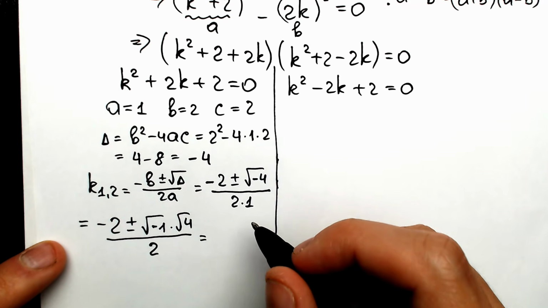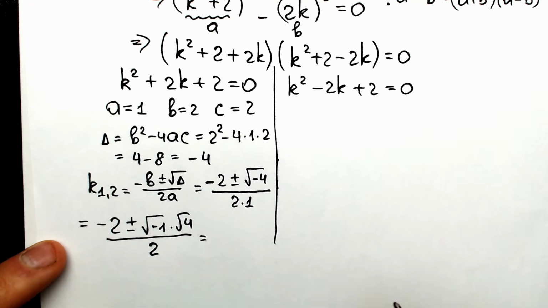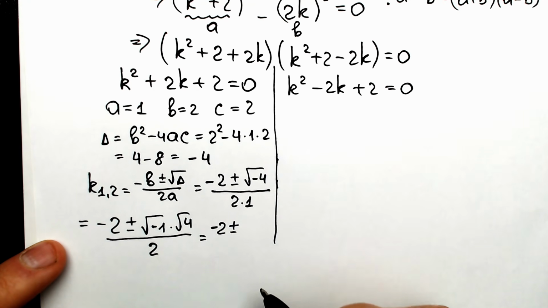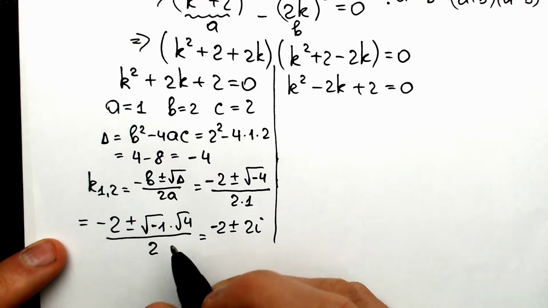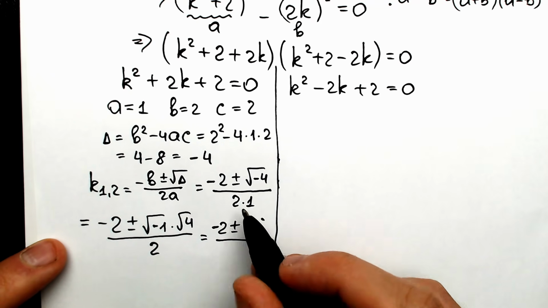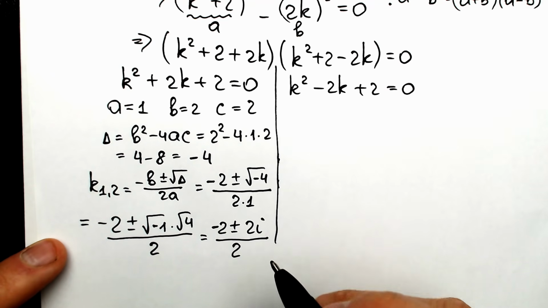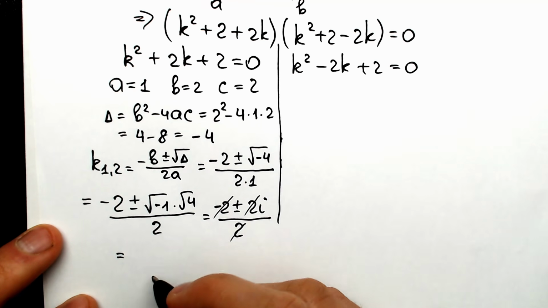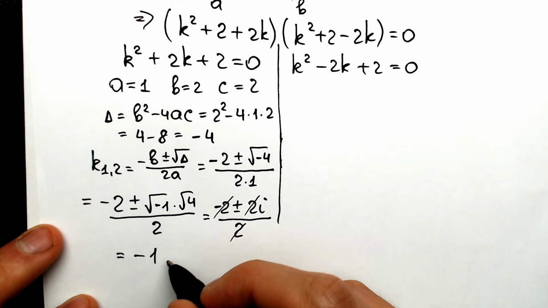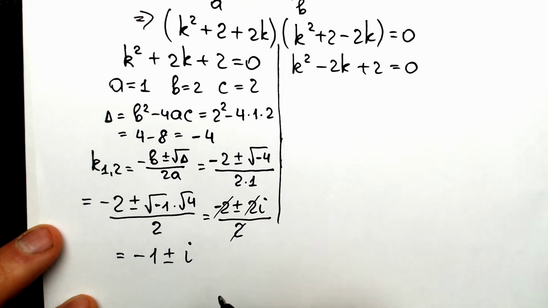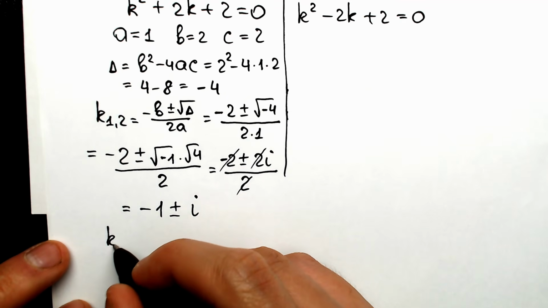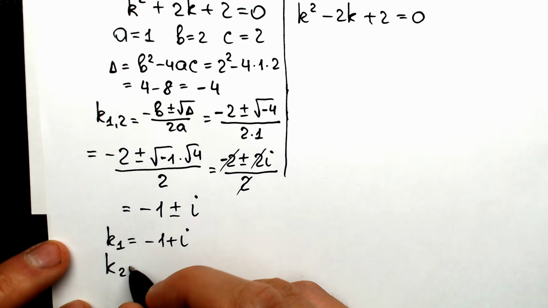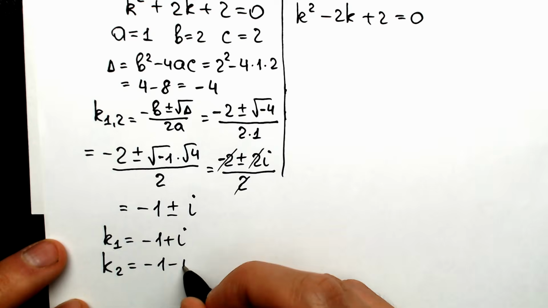So our final answer, we can write it as minus 2 plus minus 2i, because the square root of 4 equals 2, so we have 2i, and the square root of minus 1 is our imaginary unit, our i, all over 2. So in this branch, when we divide by 2, each of these coefficients, we have minus 1 plus minus i. So we can write that our k first equals minus 1 plus i, and our k second equals minus 1 minus i.